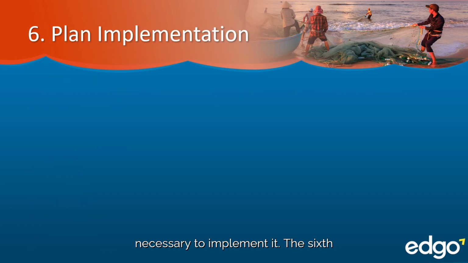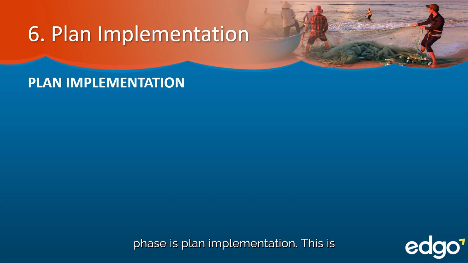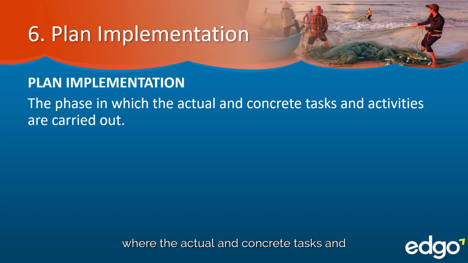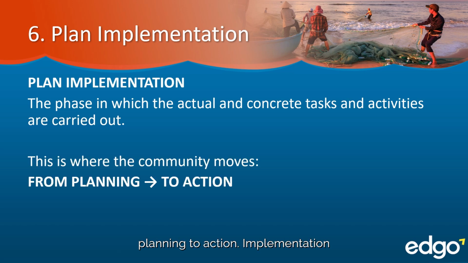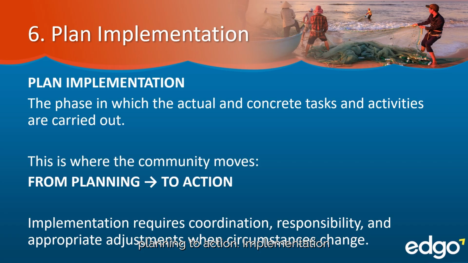The sixth phase is plan implementation. This is where the actual and concrete tasks and activities are carried out. This is the point at which the community moves from planning to action. Implementation requires coordination and responsibility. At the same time, implementation does not mean that the community can never adjust the plan. When circumstances change, appropriate adjustments may be necessary.